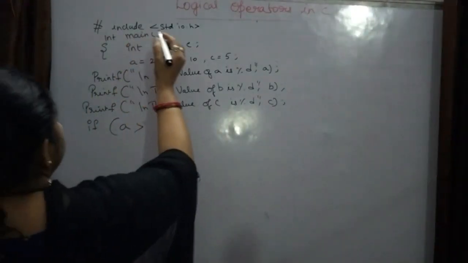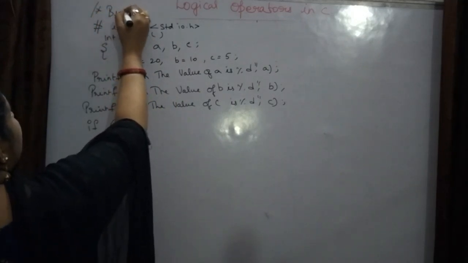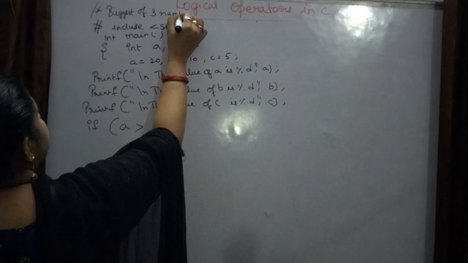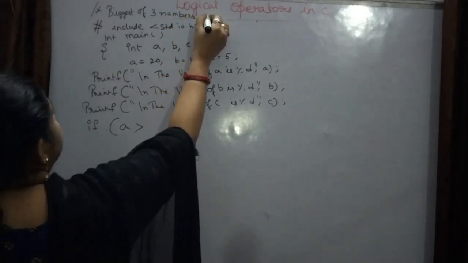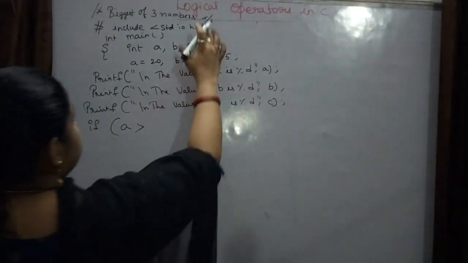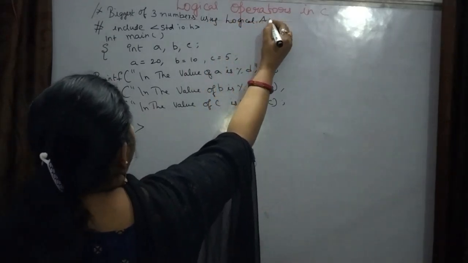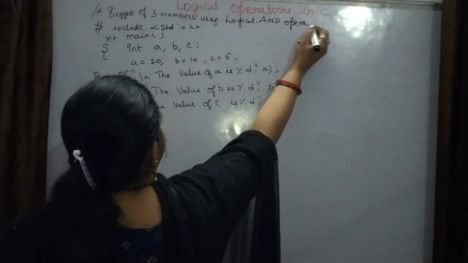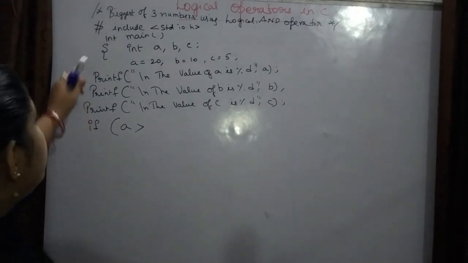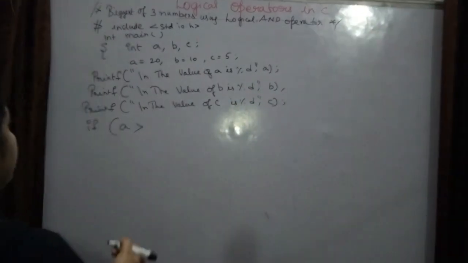Before starting the program, you have to give a comment like this: showing the biggest of three numbers is the program. Biggest of the three numbers using logical AND operator. Okay, this is the comment, right? If you see that, you can understand what the program is. So, biggest of the three numbers using logical AND operator. Here I am writing the program.